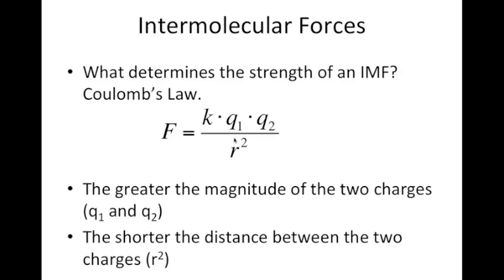The other thing that determines the strength of an intermolecular force is the distance between the two charges, or the distance between the molecules. Molecules that tend to be smaller can get closer together, and the closer together the positive and negative charges can get, the stronger the interaction. Just like if you hold two magnets significantly far apart, there's no attractive force. As you move them closer and closer, the attractive force between the two magnets gets stronger and stronger. That's because the distance between the two charges is decreasing.